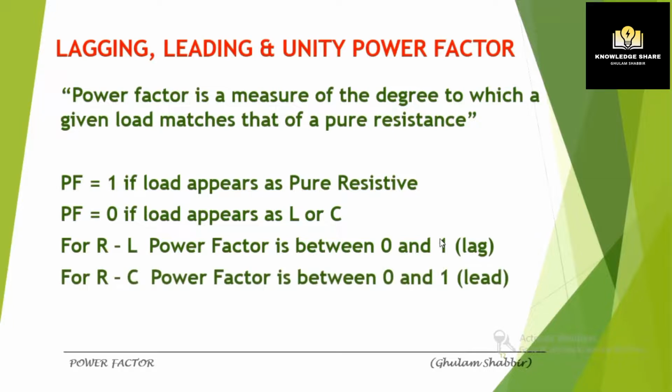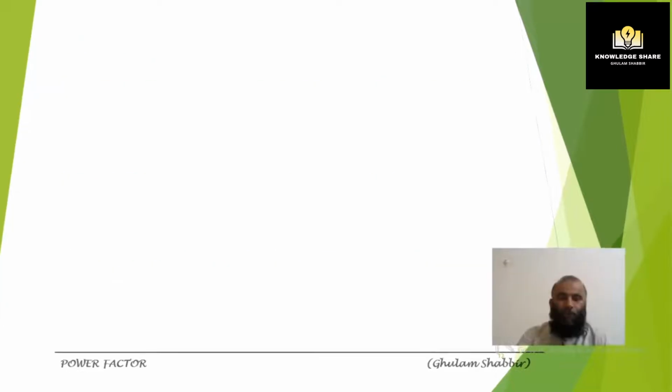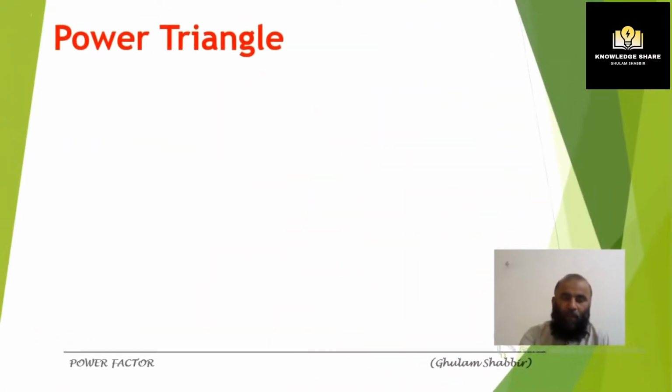If the load is a combination of resistive and capacitive, then the power factor will be between 0 and 1 and it will be leading. So moving on, one can relate the various components of AC power by using a power triangle. This is a power triangle.